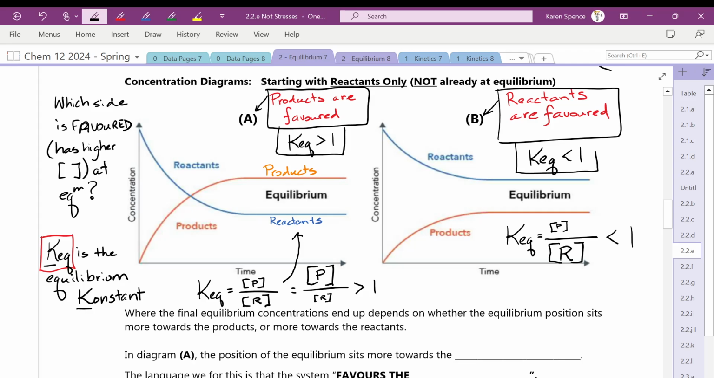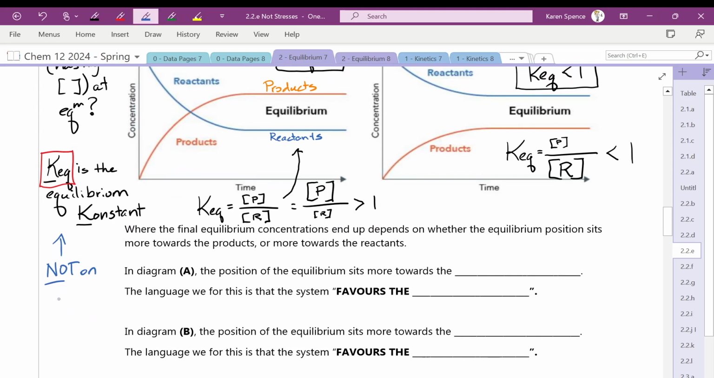This is not on the quiz Wednesday. Okay? However, it's always nice to have seen something a couple of times. So that's why we're just introducing it briefly here, and you'll see it a whole lot in section 2.3.